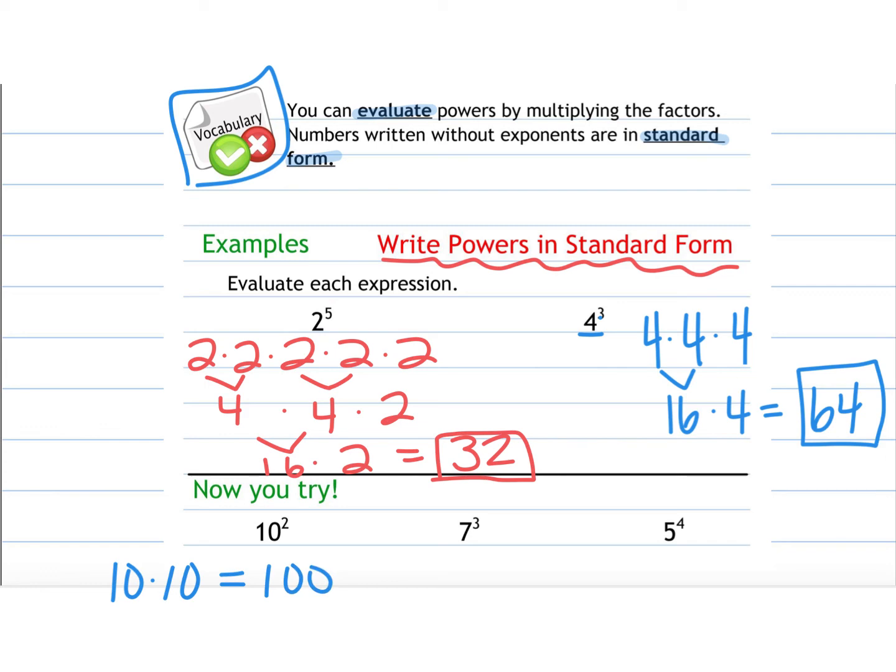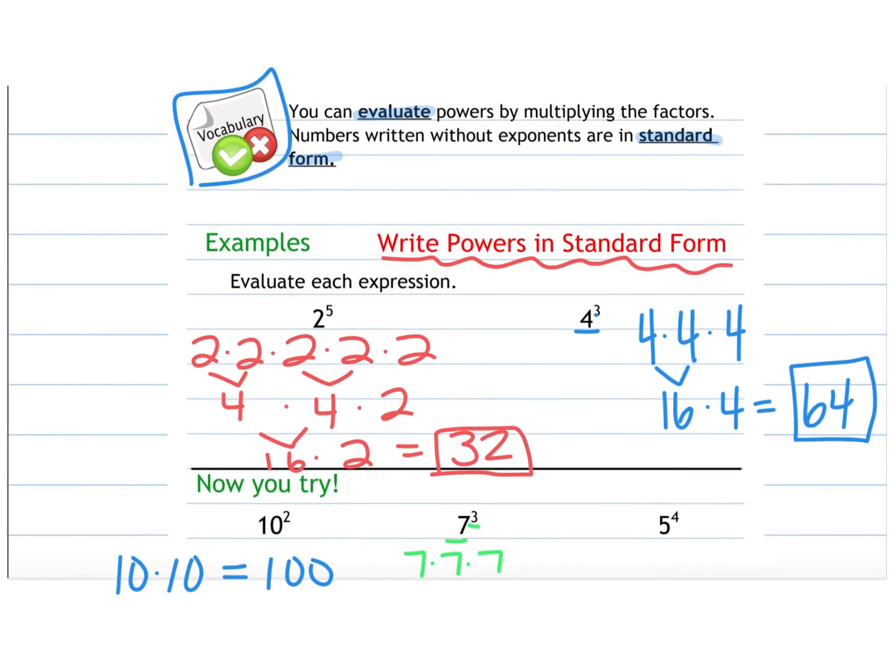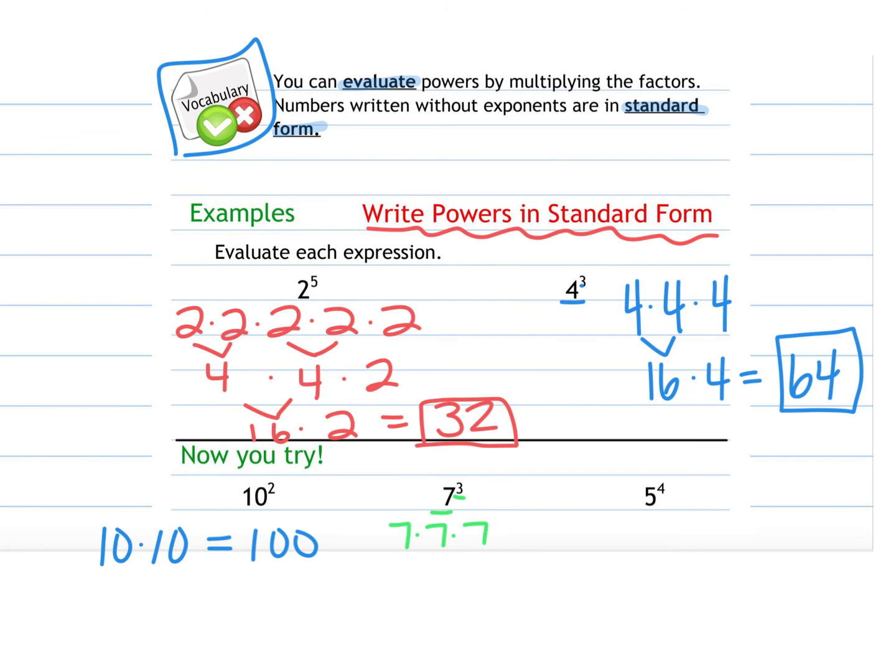Next one, 7 to the power of 3, that would mean 7 times 7 times 7. We're taking our base and multiplying it 3 times over. So 7 times 7 is 49. And then we're going to do 49 times 7, which is 343.